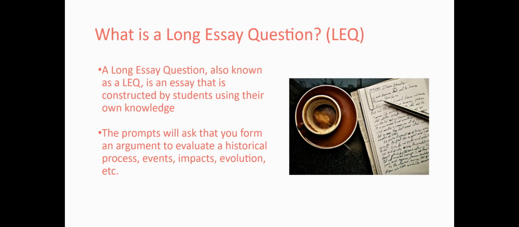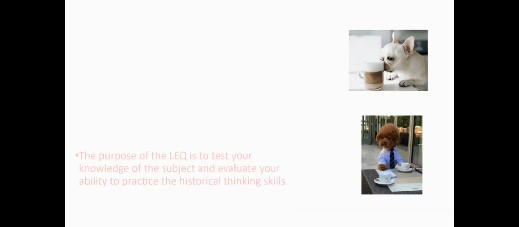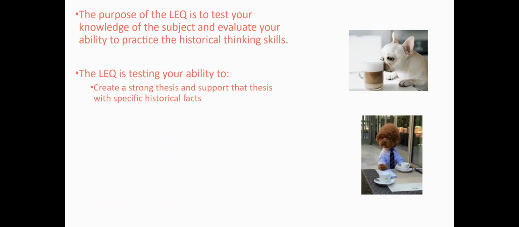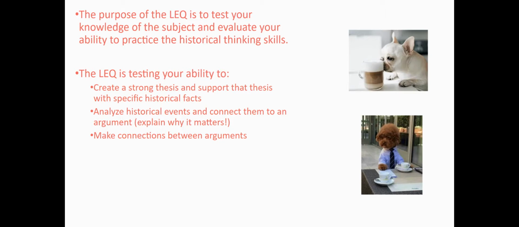The long essay question is an essay that's constructed by students using their own knowledge. Prompts will ask you to form an argument to evaluate a historical process, event, impact, evolution, etc. The purpose is to test your knowledge of the subject, but also to evaluate your ability to practice the historical thinking skills. So, can you create a strong thesis and then support that thesis with specific historical facts? Can you analyze historical events and connect them to an argument? Basically, explain why it matters. Can you make connections between arguments?